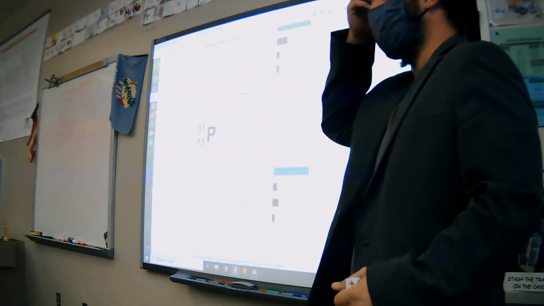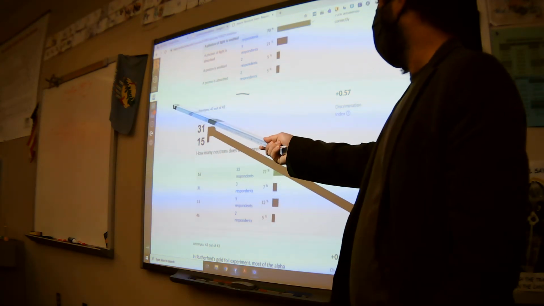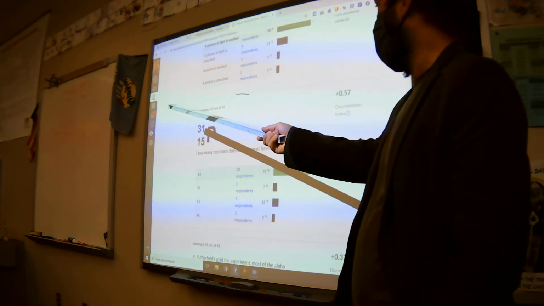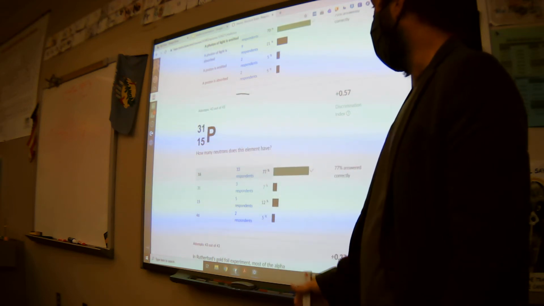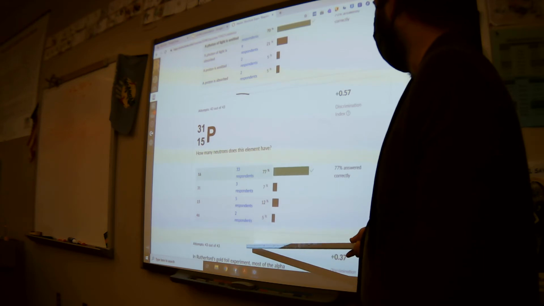All right. How many neutrons does this element have here? So again, first off, 16. You can get 16 by 31 minus 15. Done.